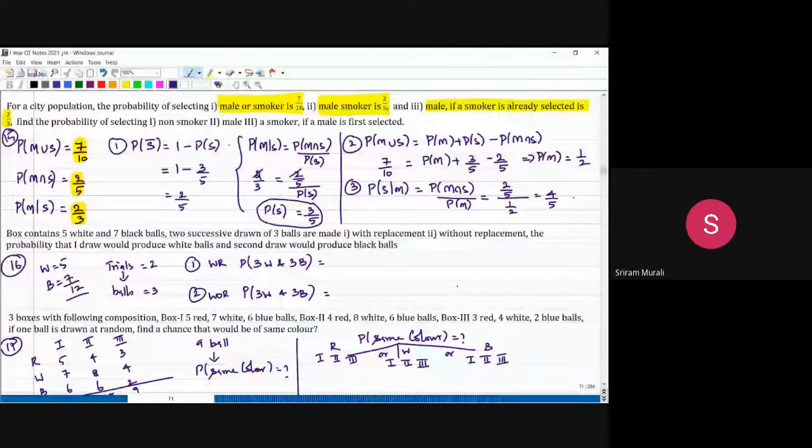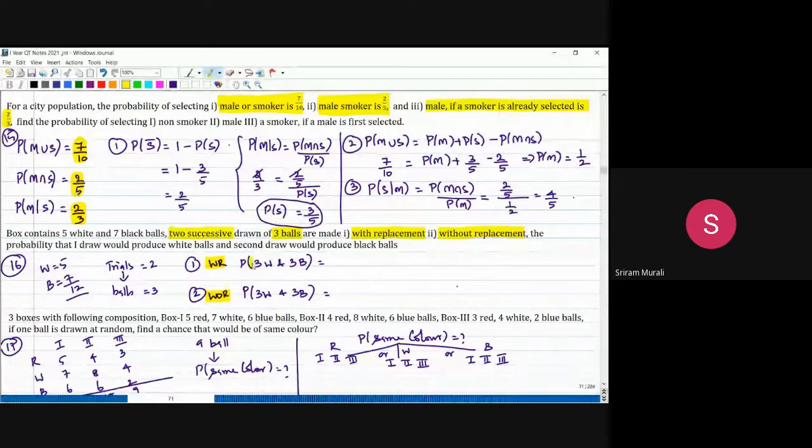So the next question. A box contains 5 white and 7 black balls, 2 trials. I mean 2 successive draws. What do you mean by this? 2 successive draws means 2 trials they have made. In the 2 trials, they have drawn 3 balls. In the first trial, they have drawn 3 balls. In the second trial also they drew 3 balls. First question with replacement, second question without replacement. For what? The probability to be found. With replacement WR, without replacement WOR.